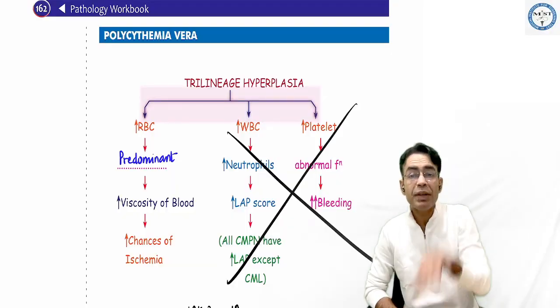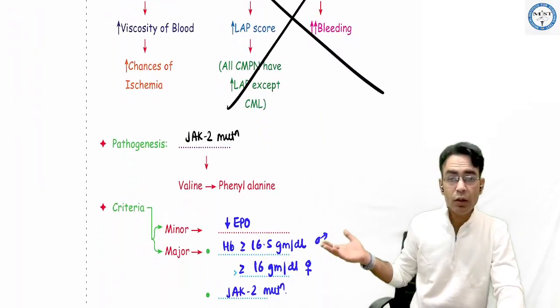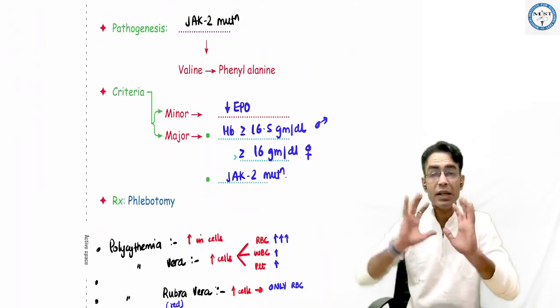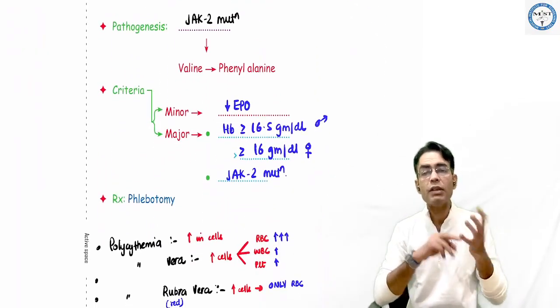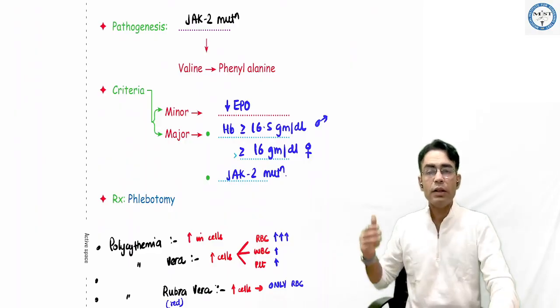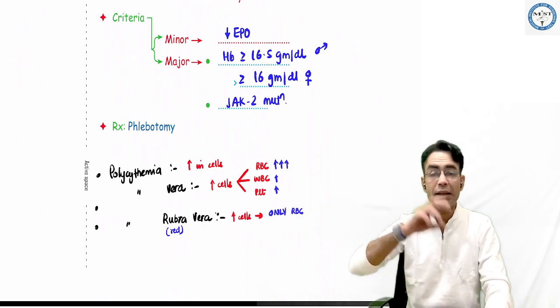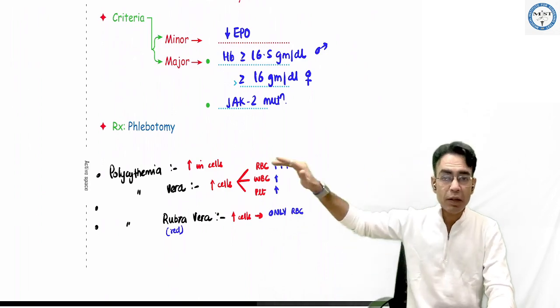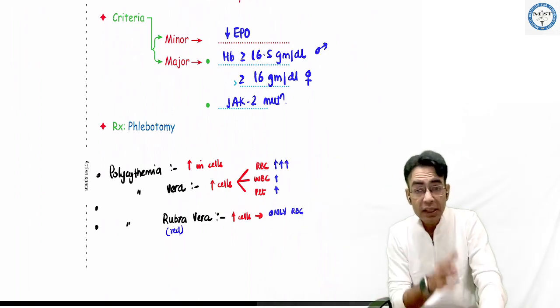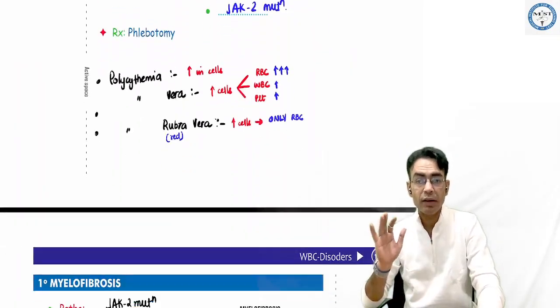Then your polycythemia vera, only thing. JAK2 mutation, predominant rise in the RBCs. And criteria you already know, EPO less, minor criteria. Major criteria में क्या होगा? JAK2 mutation positive and more hemoglobin. ठीक है? What is the treatment? Phlebotomy. Then I told you this also that polycythemia means increase in number of cells. Polycythemia vera matlab everything is increasing, but predominantly RBC. Polycythemia rubra vera. It is rubra na, redness, so only RBC increases.